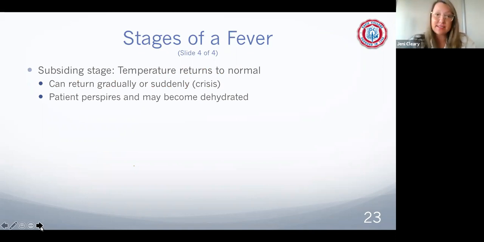Then the subsiding stage. Temperature returns to normal, and can return gradually or suddenly. If it happens suddenly, it's referred to as a crisis. The patient perspires and may become dehydrated.